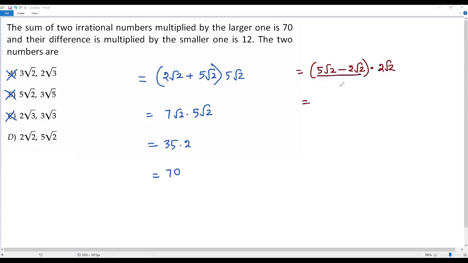So when we simplify 5 square root of 2 minus 2 square root of 2, I'm getting 3 square root of 2, times 2 square root of 2. Here we can multiply 3 and 2, I'm getting 6. When I multiply square root of 2 and square root of 2, I'm getting 2. 6 times 2 is 12. Here the two irrational numbers in answer choice D meet the condition we have over here. So the two irrational numbers in answer choice D meet both the conditions given in the question. So the correct answer choice for this question is D.